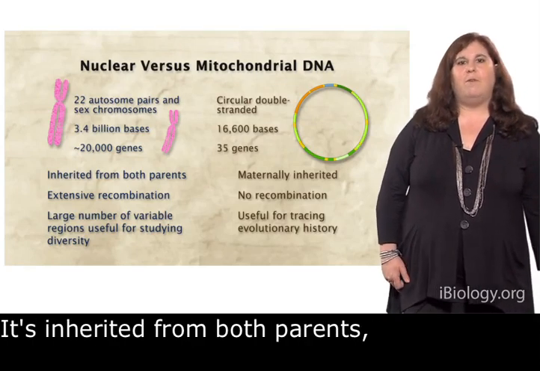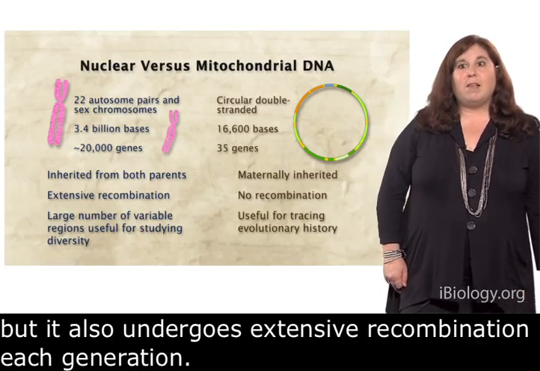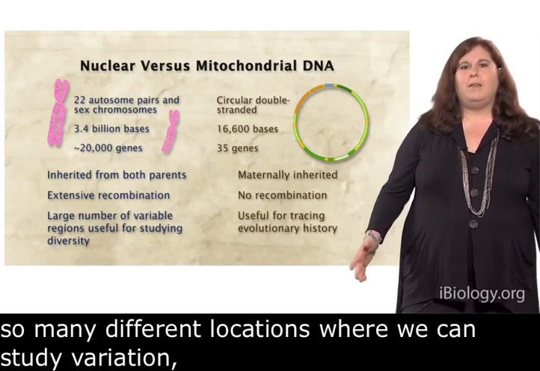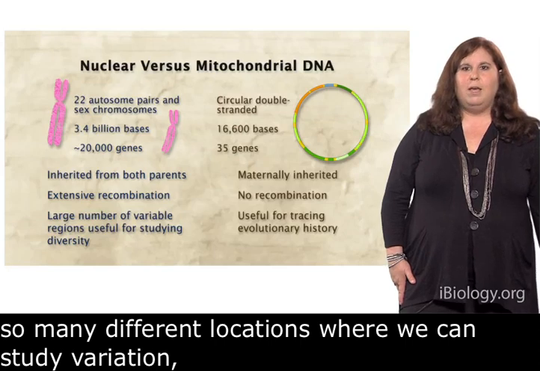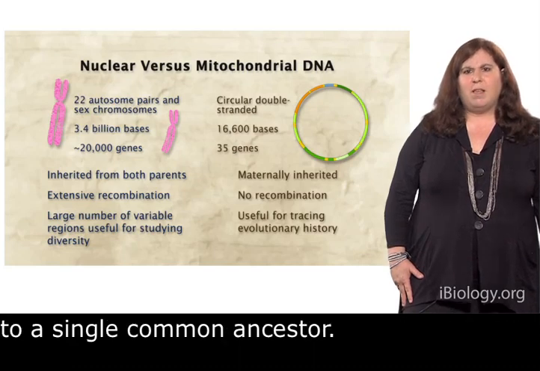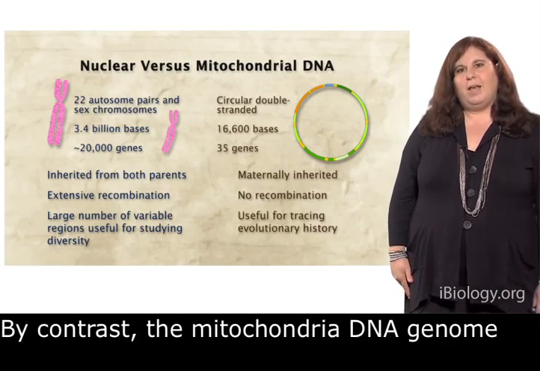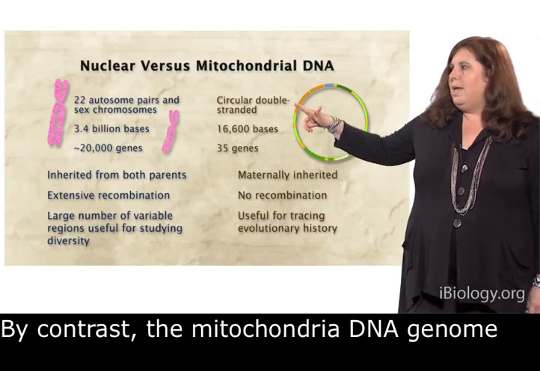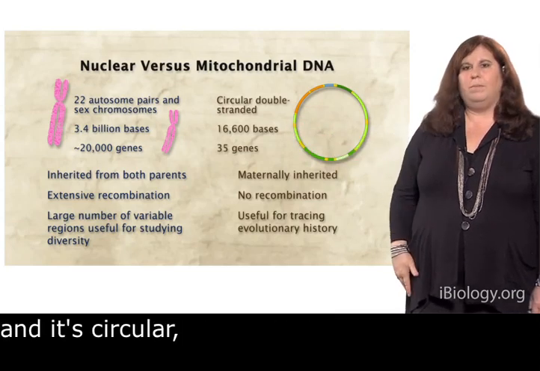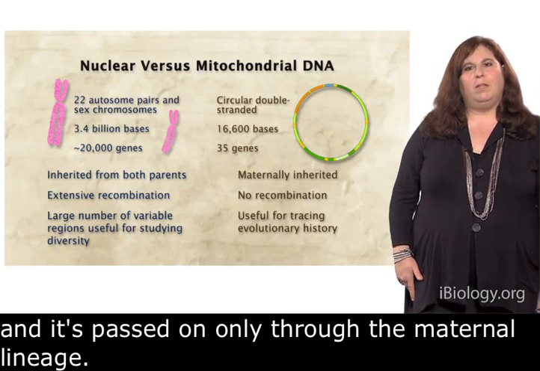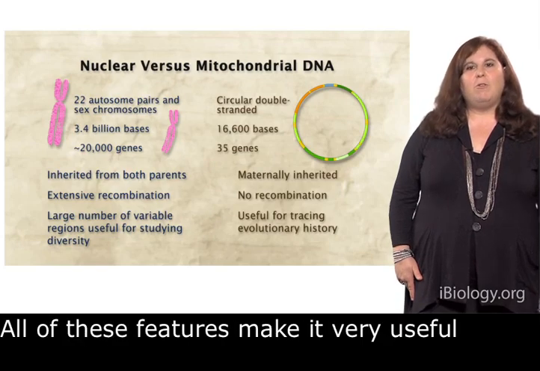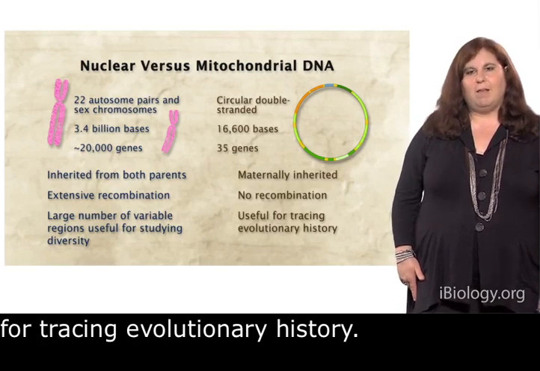genes. It's inherited from both parents, but it also undergoes extensive recombination each generation. But one of the reasons it's useful is that there's so many different locations where we can study variation, given that there are 3 billion nucleotides. It's just a little bit more difficult to trace them back to a single common ancestor. By contrast, the mitochondrial DNA genome is very small. It's only about 16,000 nucleotides in size, and it's circular, and it's passed on only through the maternal lineage. There's also no recombination, and it has a very high mutation rate. All of these features make it very useful for tracing evolutionary history.